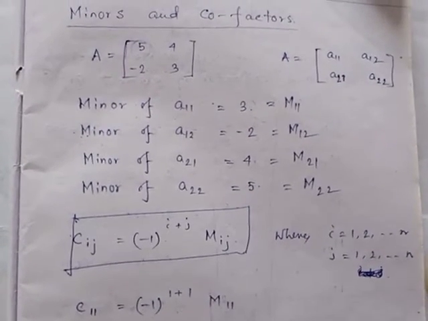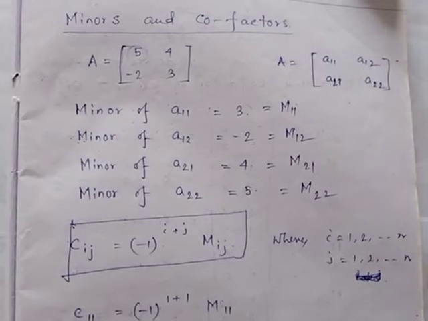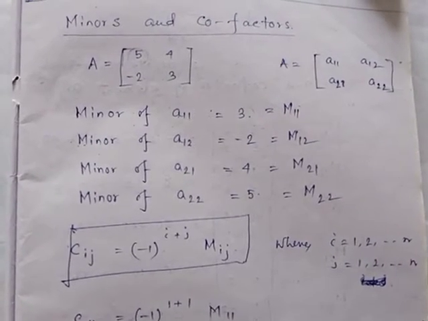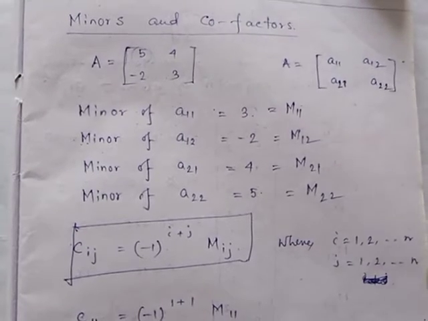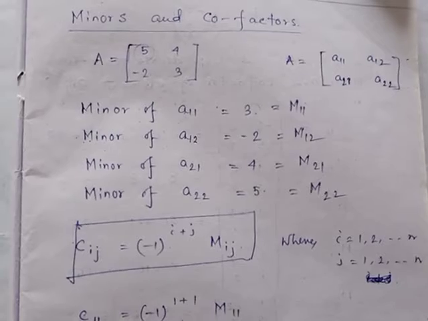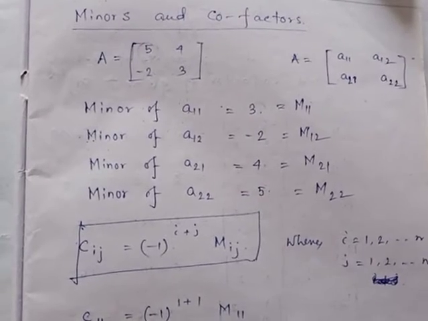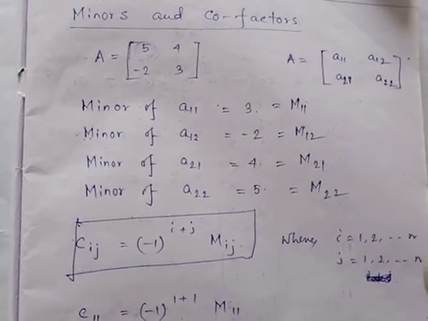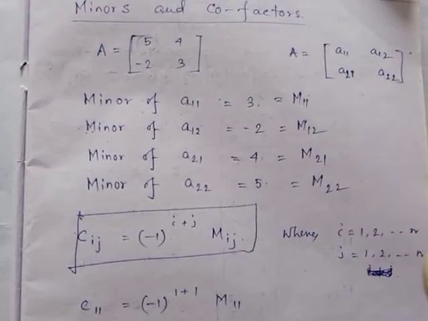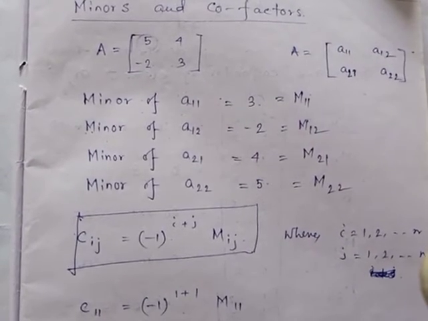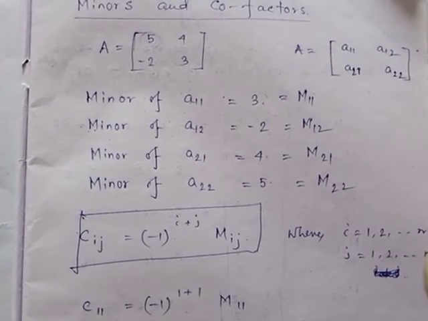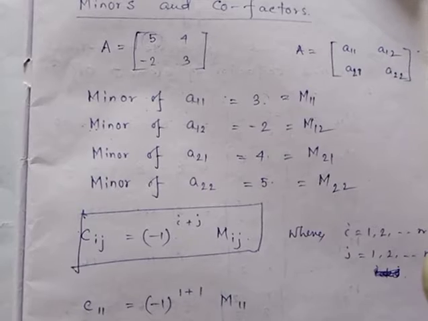Now, a very important part: minors and cofactors. So, what is a minor? Suppose A equals the matrix with rows 5, 4 and minus 2, 3. That means A equals A11, A12, A21, A22. Then the minor of the first element, A11, is 3. Why 3? Because if the respective row and column are deleted, we get the remaining digit, that is 3.